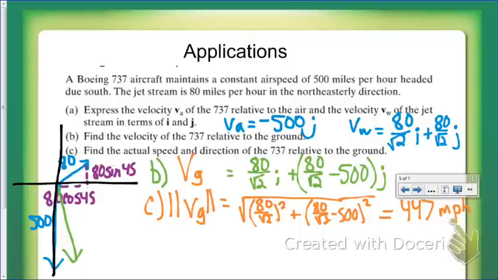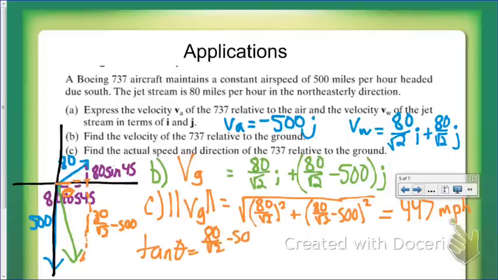Okay, then the last thing we want is to find the direction. So we're going to try and find that angle here on my vector. Again, that vector has a horizontal component and a vertical component, which we found. That vertical component is the 80 over root 2 minus 500. The horizontal component is still the 80 over root 2. So what I need to do then is find that missing angle. So I'm going to use tangent. The tangent of theta is 80 over root 2 minus 500 divided by 80 over root 2. And again, you're going to want to use your calculator here. We're going to do tan inverse in order to get our final answer, and that should work out to be a negative 82.7 degrees.